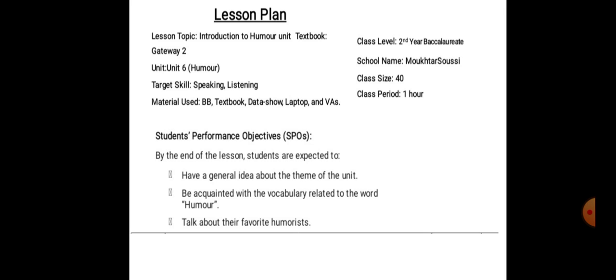I will not repeat the components. They are the same, just the objectives. By the end of the lesson, students are expected to have a general idea about the theme of the unit.